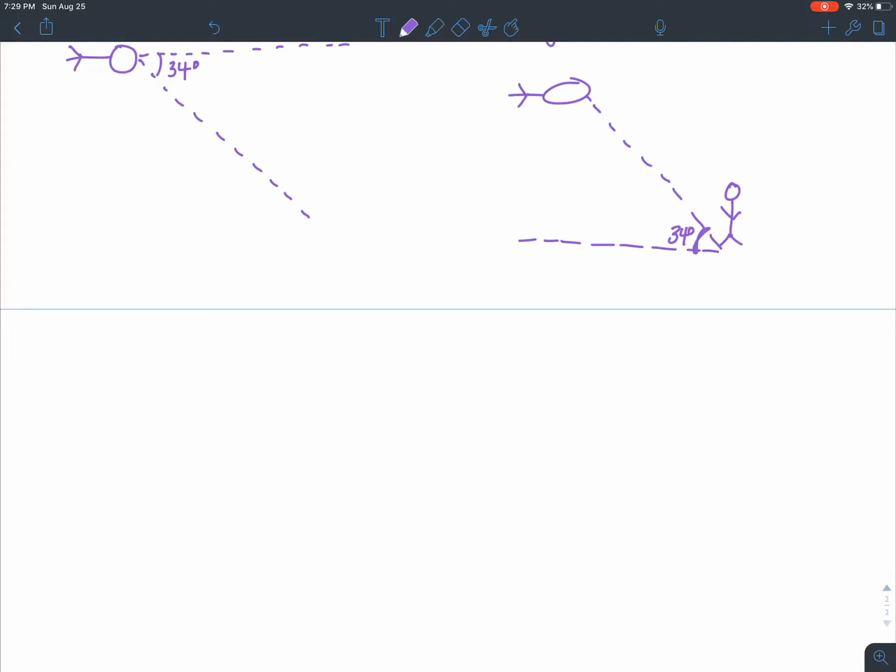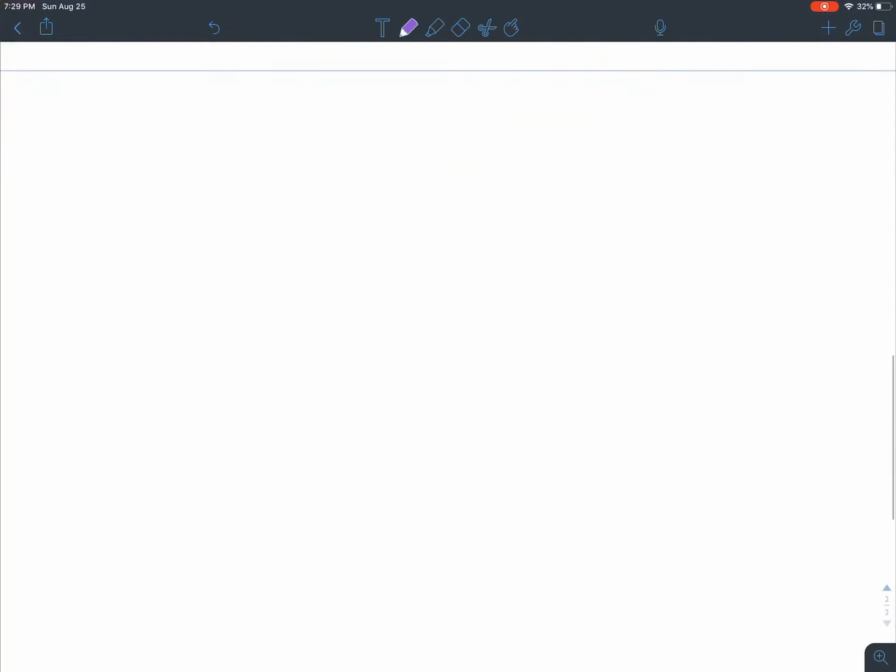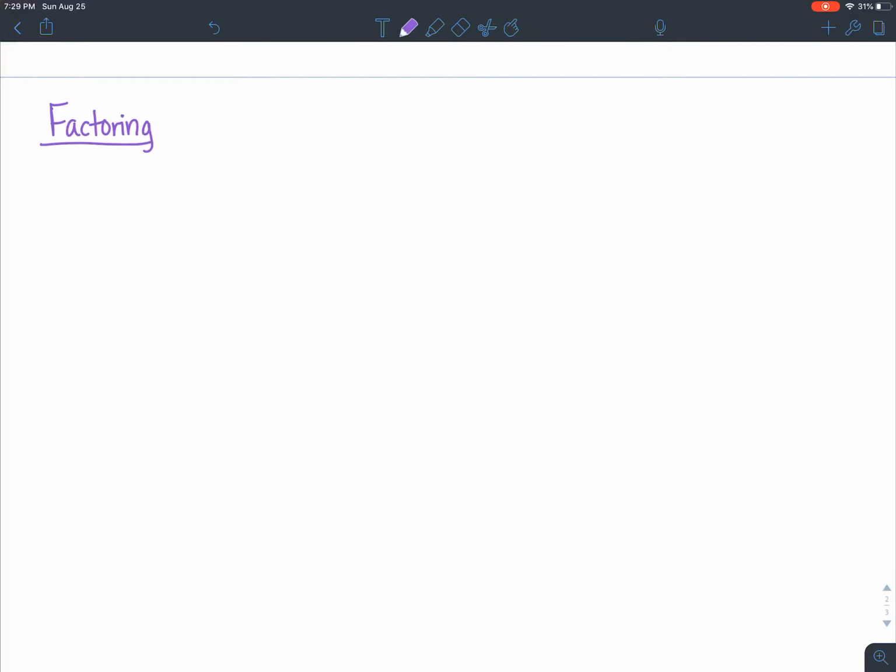The next thing I'm going to go over is our favorite, factoring. I'm going to teach you a couple of different ways to factor. So we'll see how that goes. I'm going to title this as factoring. All right. So let's do this first problem. Start off easy: x squared plus 5x plus 6.